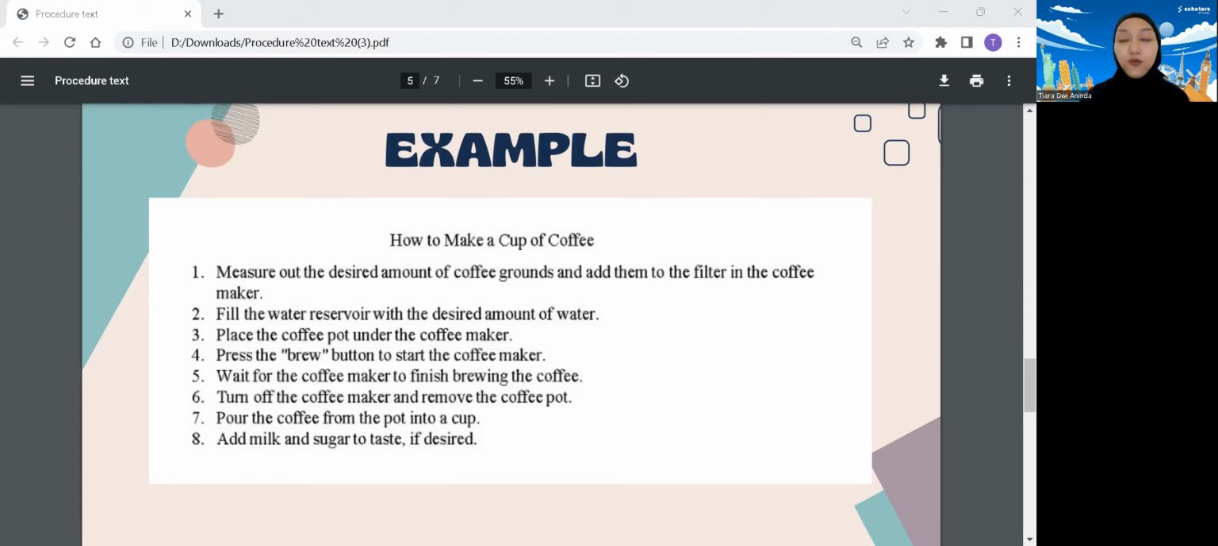Okay, before we continue, do you have any question about the language features or the structure of procedure text? Please feel free to ask me now. Okay, there's one question that shows on my screen. What is the purpose of using transitional words and phrases in procedure text?